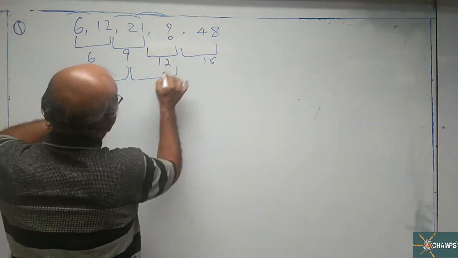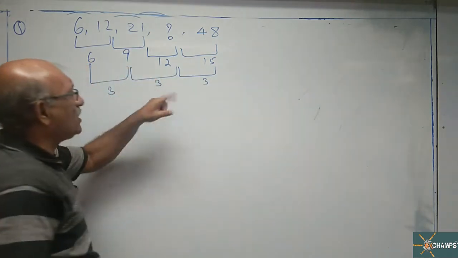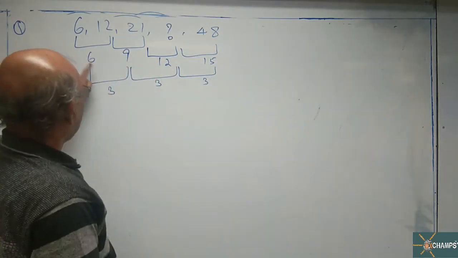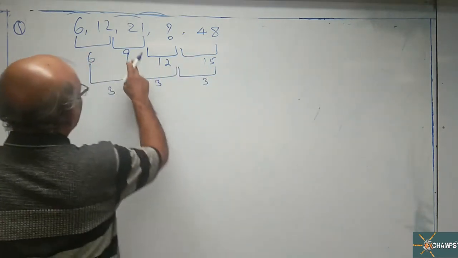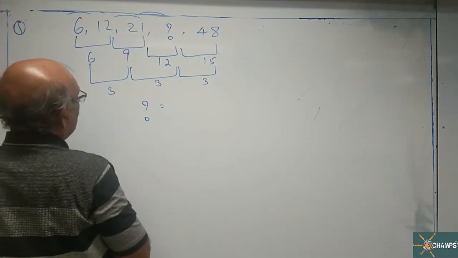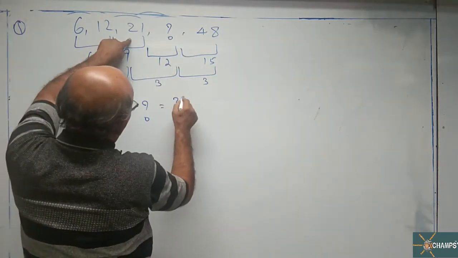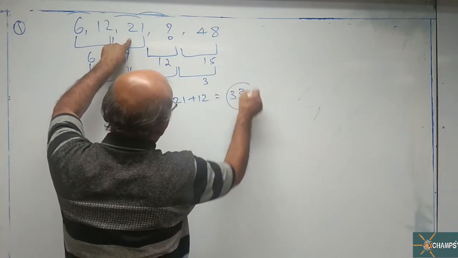So again I am taking this difference as 3. 9 plus 3, 12. This difference is 3. It is a constant now. 6 plus 3, 9. 9 plus 3, 12. 12 plus 3, 15. So this is 21 plus 12. Question mark is equal to 21 plus 12. This is equal to 33.